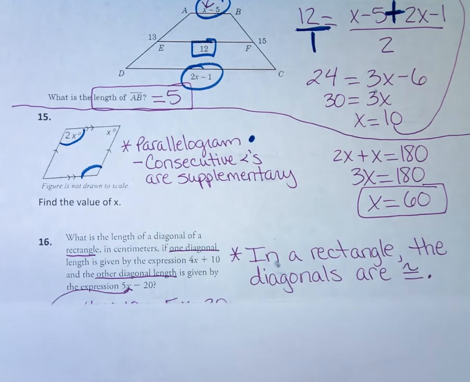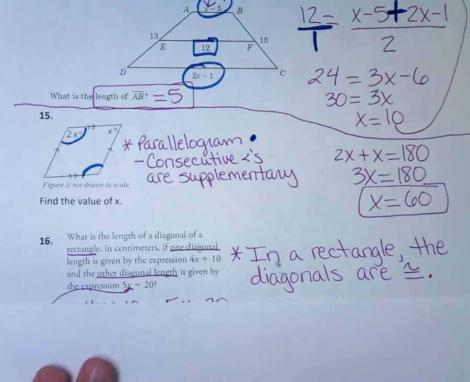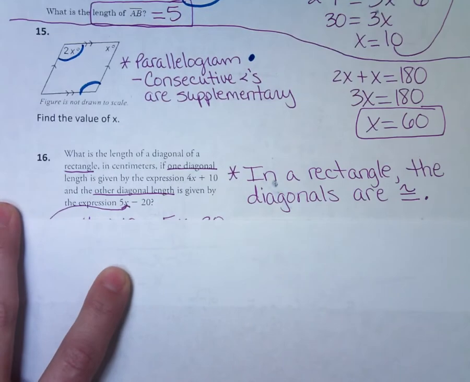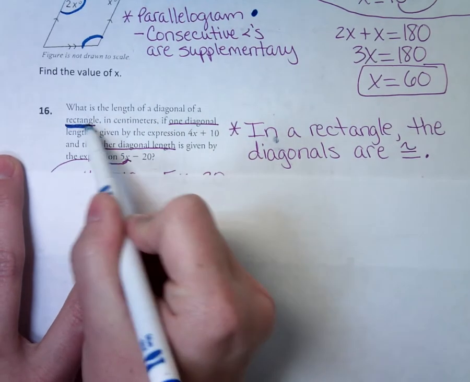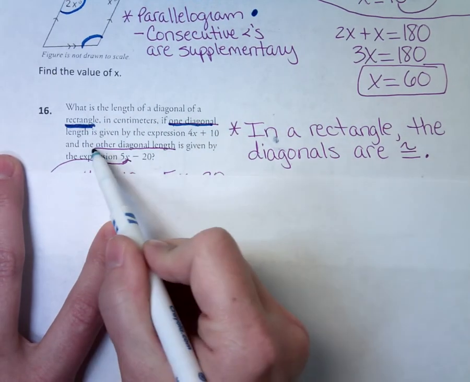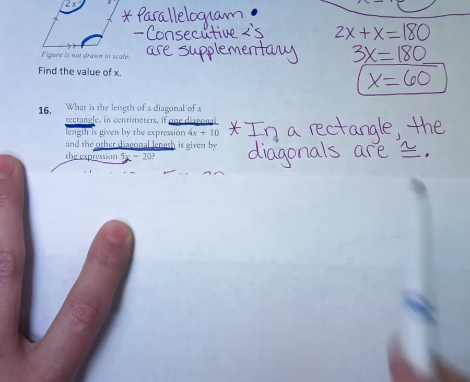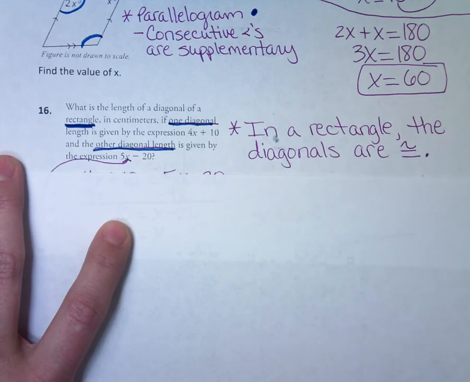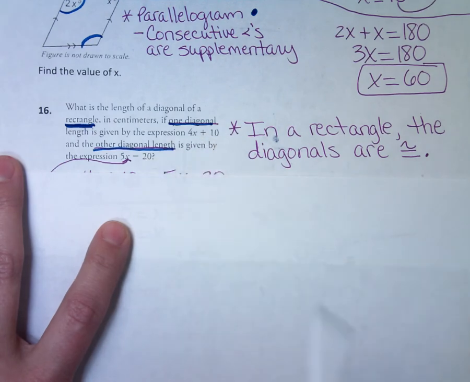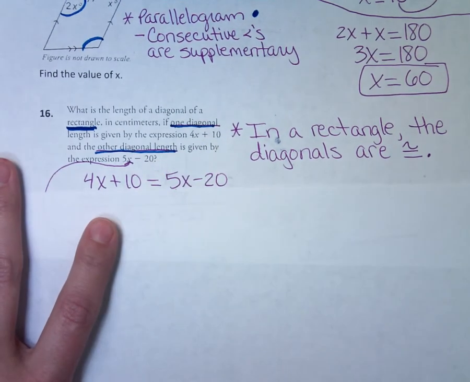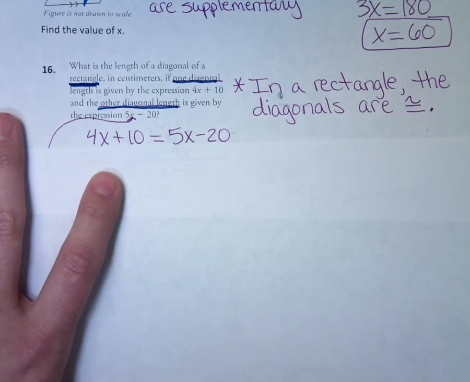Okay, and this next problem down here, it talks about a rectangle, and it talks about the lengths of the diagonals, and in a rectangle, I know that the diagonals are congruent. So I made a note of that off to the side. Whenever we have a rectangle, the diagonals are congruent, and so if the diagonals are congruent, all I have to do is set the 2 diagonals equal to one another. So 4x plus 10 equals 5x minus 20.